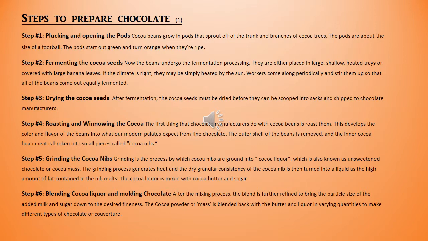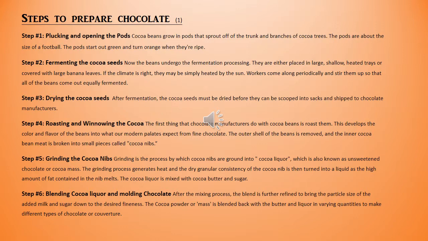Step 2 is fermenting the cocoa seeds. Now the beans undergo the fermentation process. They are either placed in large, shallow, heated trays, or covered with large banana leaves. If the climate is right, they may be simply heated by the sun. Workers come along periodically every single day and stir them up so that all the beans come out equally fermented.